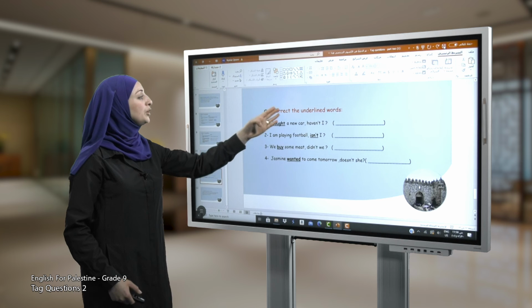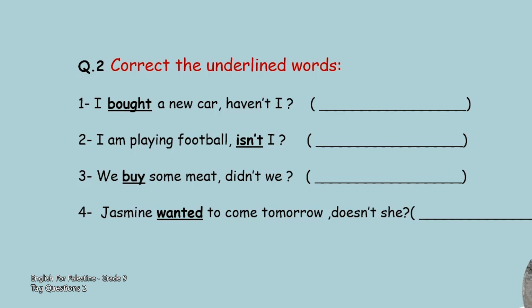Correct the underlined words. Number 1, I bought a new car, haven't I? Number 2, I'm playing football, isn't I? Number 3, we buy some meat, didn't we? Number 4, Jasmine wanted to come tomorrow, doesn't she?